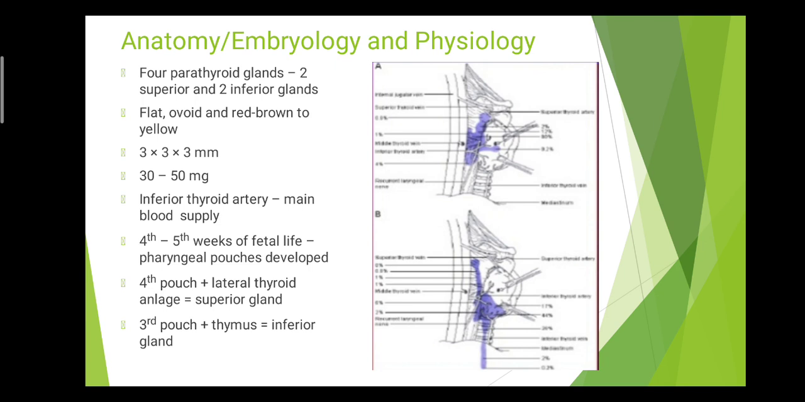They develop at the 4th to 5th weeks of fetal life, from the pharyngeal pouches. The superior gland develops from the fourth pouch and lateral thyroid anlage, and the inferior gland develops from the third pouch and thymus.